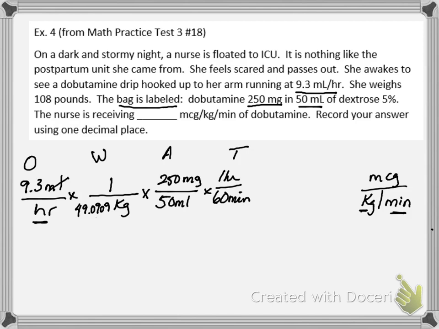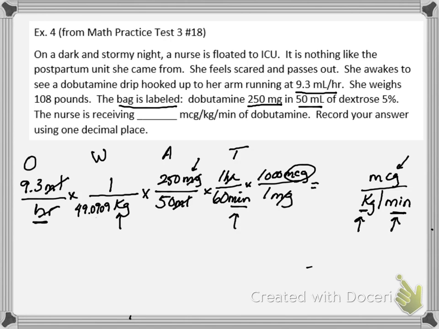So my mLs cross out. My hours cross out. I'm left with milligrams on top, but I need mcg, so I need to do a conversion. And that conversion is 1 mg is 1,000 micrograms. So now my milligrams will cross out. So when I look across, I see that there's mcgs here. And when I look at the bottom, I see that there's kgs, which I need here. And there's minutes, which I need here.